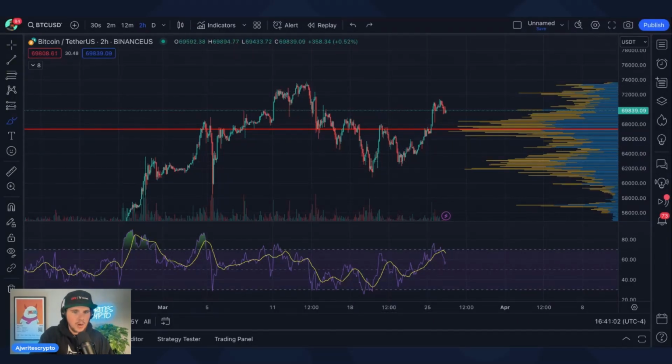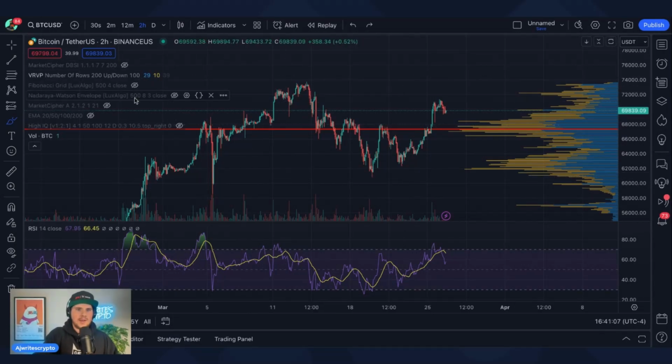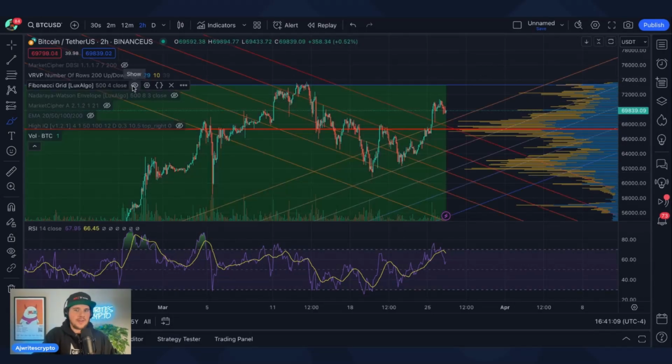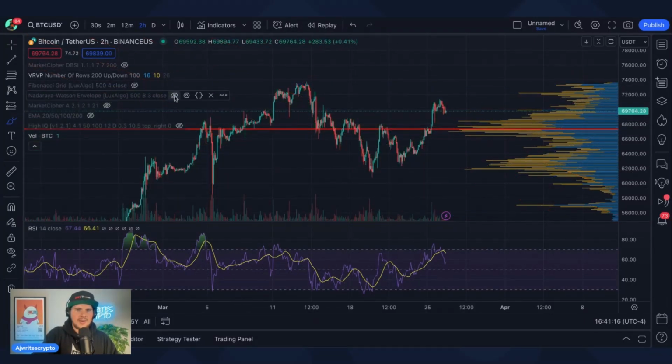All right. I will make more detailed videos on all these indicators. I'm just giving you a quick overview right now so you know my indicator cocktail. All right. So we have a visible range volume profile. You can use a Fibonacci grid if you'd like to. It's similar to Fibonacci, but it works a little bit different. That's its own video.